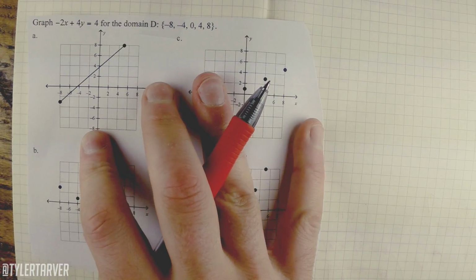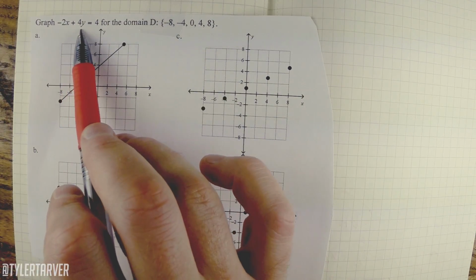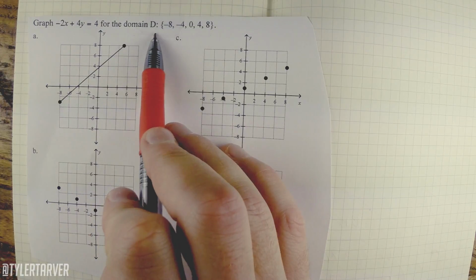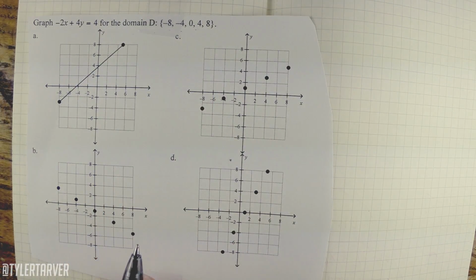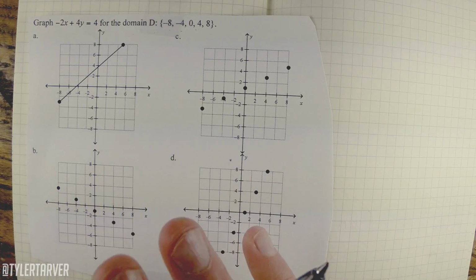Okay, so let's look at today's example. Graph negative 2x plus 4y equals 4 for the domain D is negative 8, negative 4, 0, 4, and 8. Okay, so pause this, give it a shot, find an answer, and let's see if you got it right.